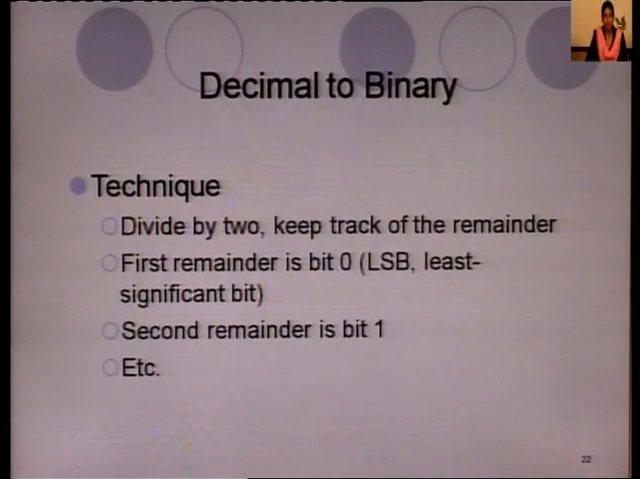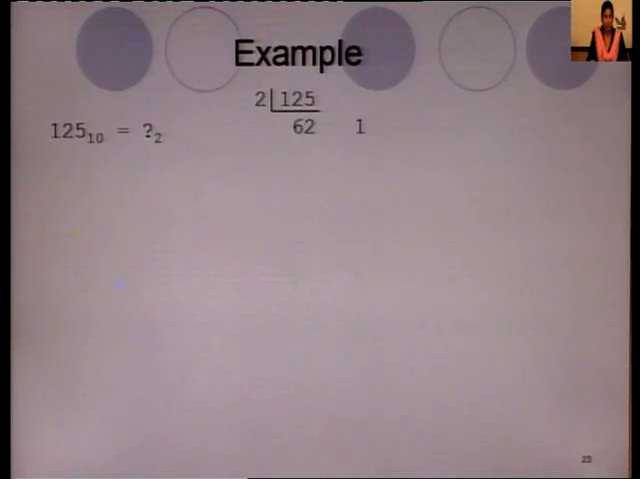Now decimal to binary conversion. The technique for decimal to binary conversion is divide by 2, keep track of the remainder, divide the value by 2, then keep track of the remainder. The first remainder is bit 0, that is the least significant bit of the result. Then the second remainder is bit 1. For example, we have value 125 having base 10, and we want to convert it into a binary value.